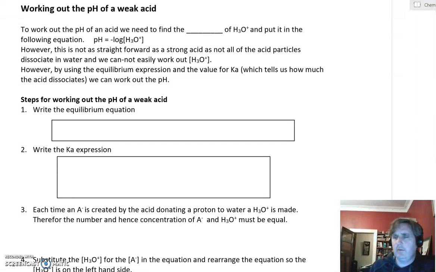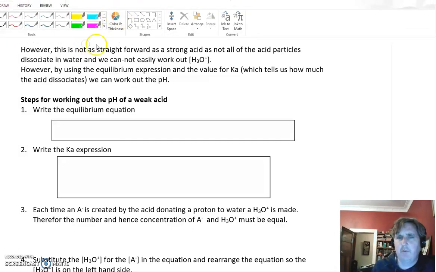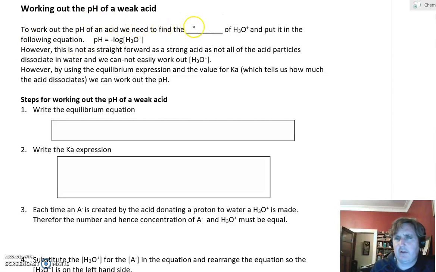Okay, so in the last video, we talked about what a weak acid is. And important to find the pH, we need to find the concentration of the hydronium ions, right? That's the most important thing. So we want to find the concentration here.